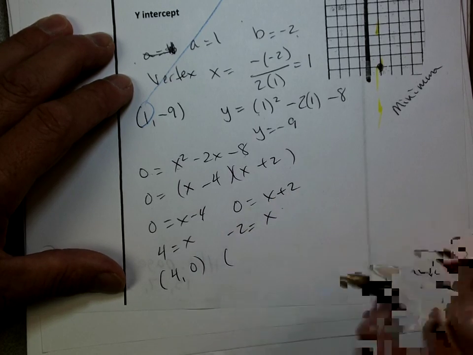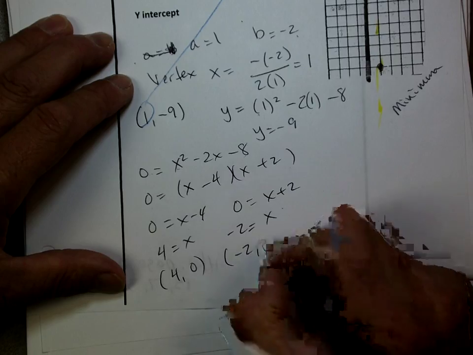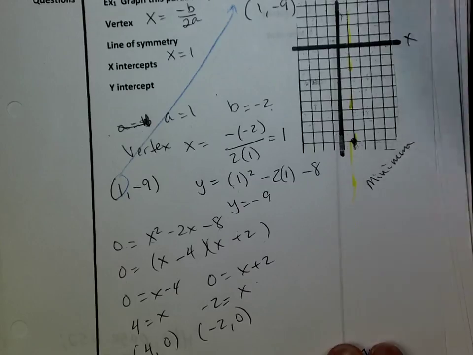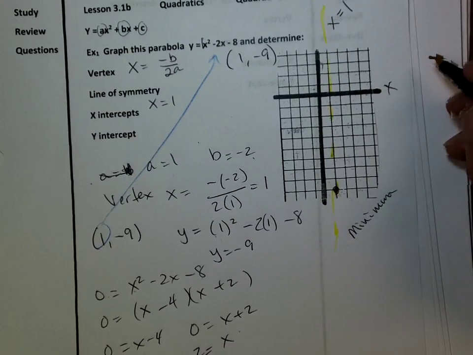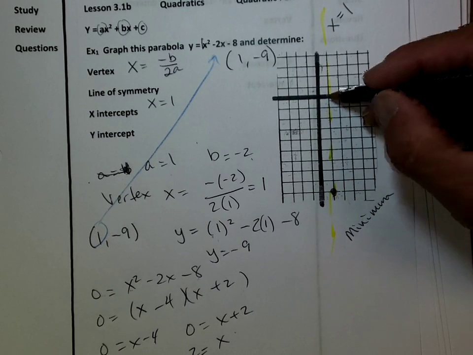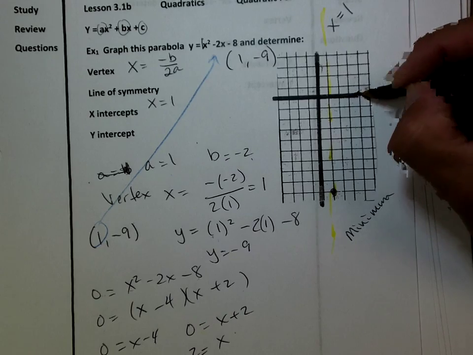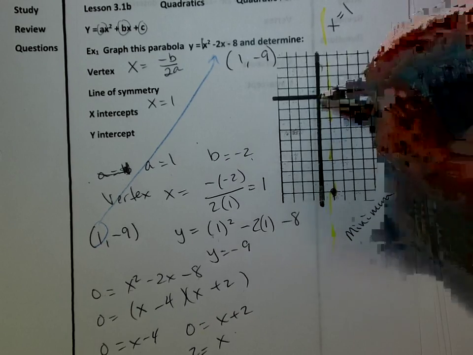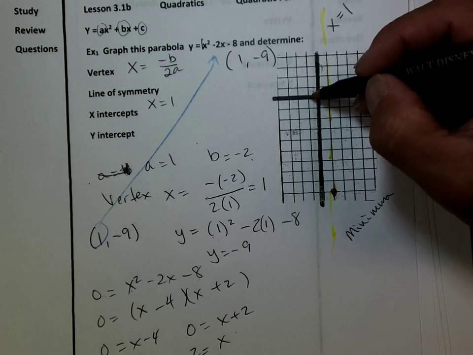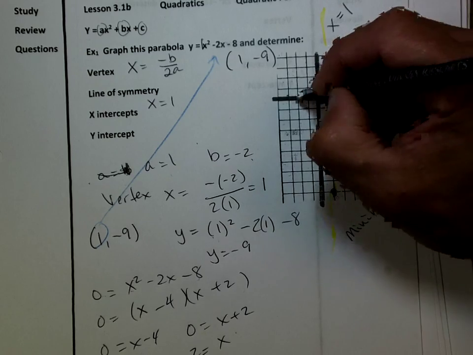So again, it's a point at -2, 0. All right, let's go up and graph that. So if I go up to my graph, I'm going to have an x-intercept at 4, 0, 1, 2, 3, 4, and another x-intercept at -2, 0, 1, 2, and I'll put it right there.